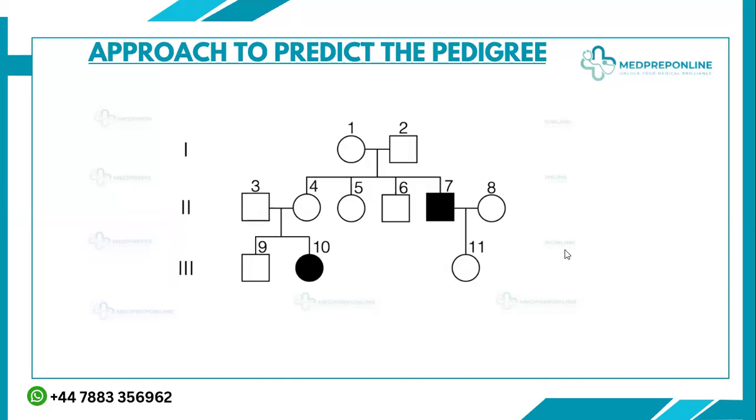Okay, so you can see over here there is a skip generation. We do not have parents affected for the child. So that means it cannot be dominant. This is recessive.